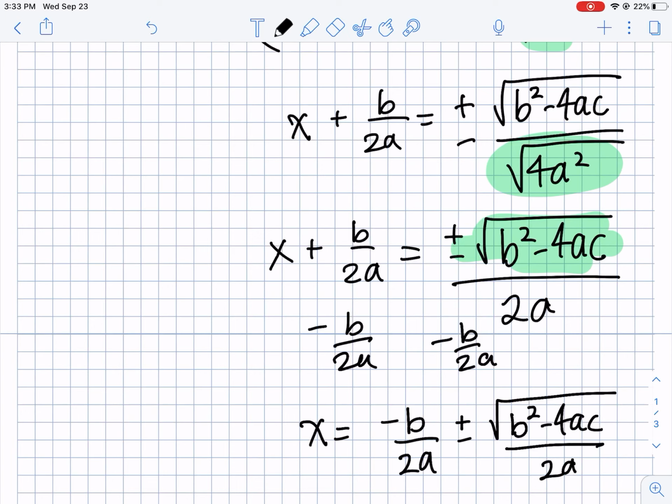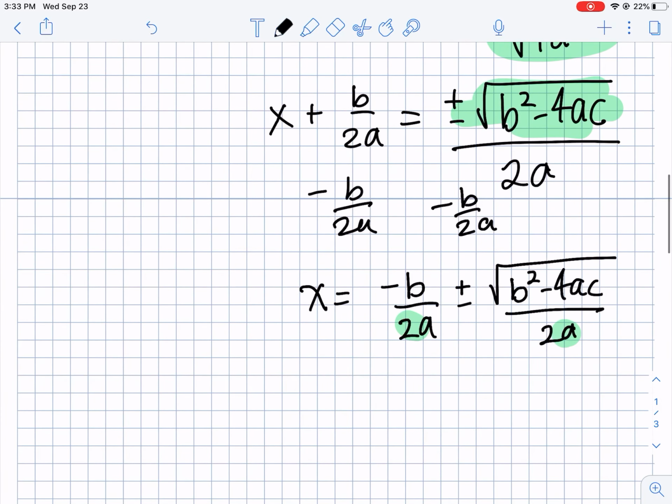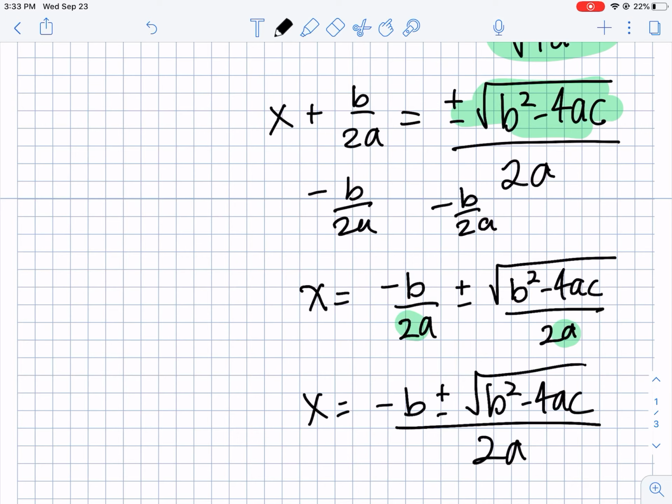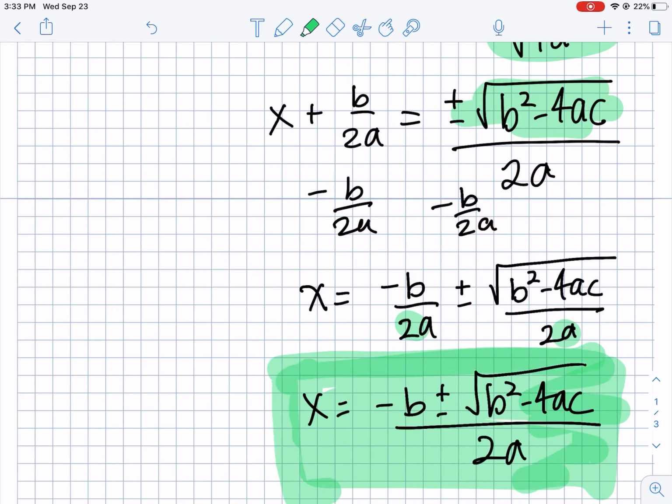And now I'm going to add these fractions together. They already have a common denominator. It's beautiful. I get x equals negative b plus or minus the square root of b squared minus 4ac all over 2a. And now I have derived the quadratic formula by completing the square. The quadratic formula is really just completing the square all in one step. Woohoo!